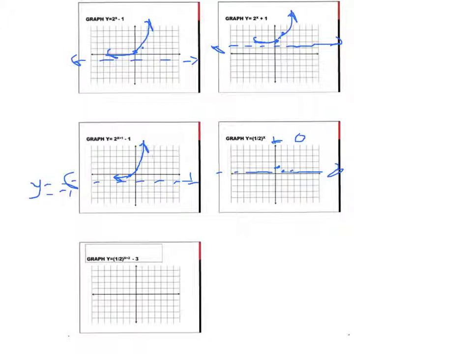And then 1/2 to the -1 is going to be 2. So when you substitute in -1, that's going to be a value of 2. And when you substitute in -2, you're going to get a value of 4. And so this function is decreasing instead of increasing. It is an exponential decay.